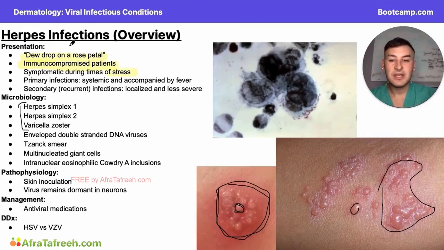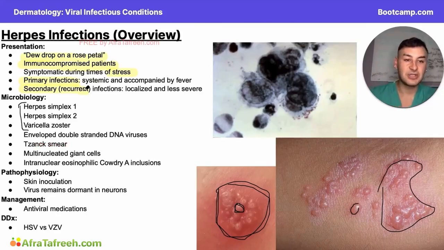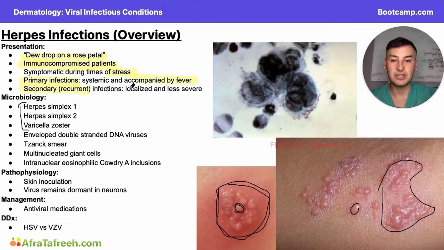Now, it's important to think of herpes infections as primary infections, which are going to be the first time you actually get a herpes infection, as well as a secondary infection, which is a reintroduction of the virus symptomatically. Our primary infections tend to be a lot more severe, so they tend to be systemic and accompanied by fever, whereas our secondary infections tend to focus just more on the rash type symptoms, okay?